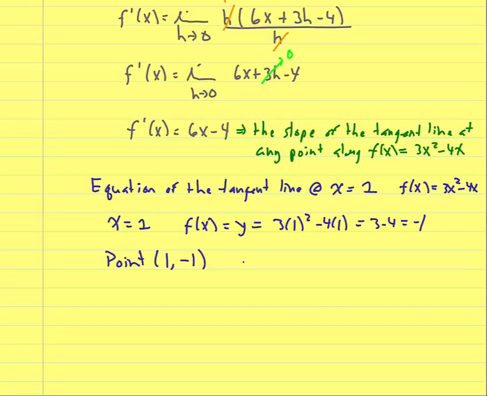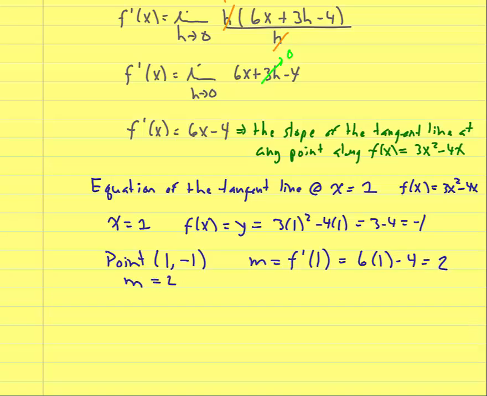Now what about my slope? Well, my slope is f prime at 1. And I'm choosing 1 because that's my x value. Now my slope is up here, 6x minus 4, so this would be 6 times 1 minus 4, which is 2. So my point is 1, negative 1, and my slope is equal to 2.